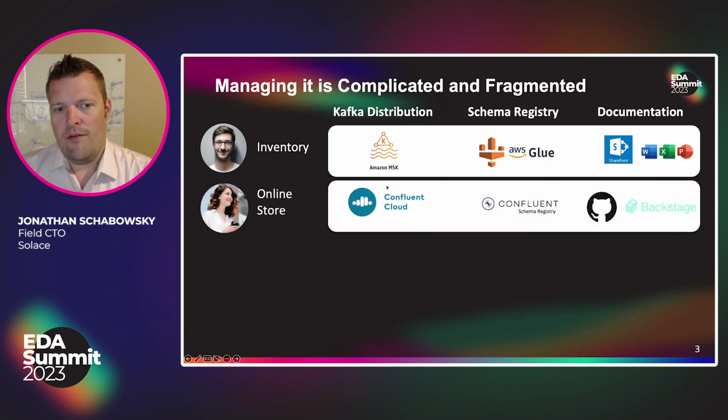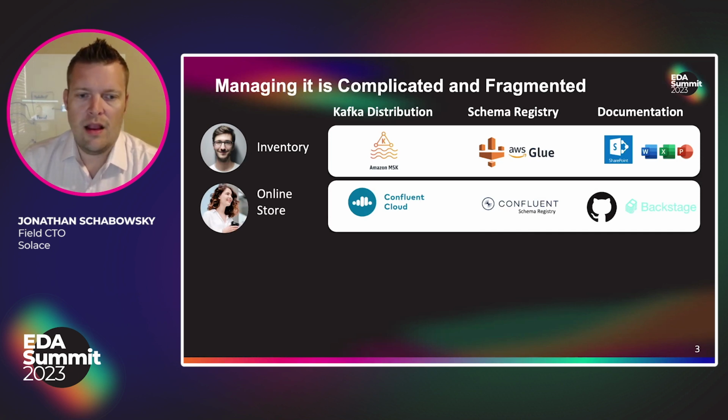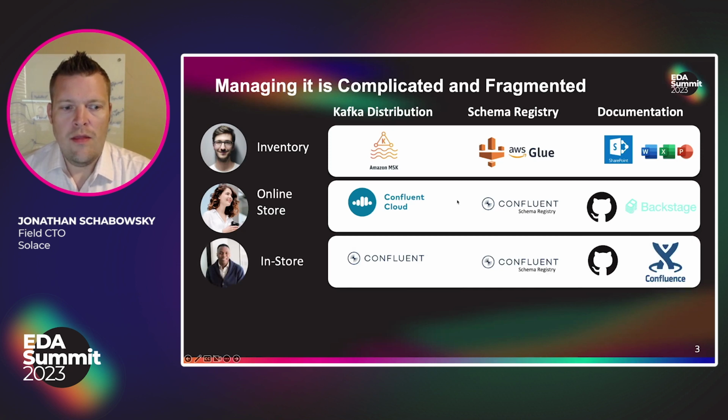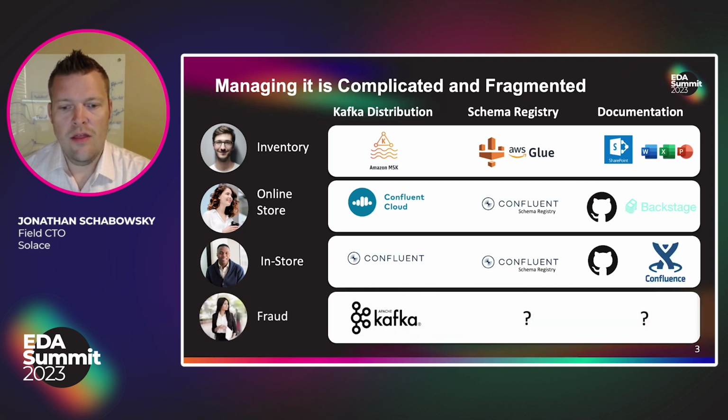The online store team, however, maybe they don't even know much about the inventory team using Amazon. They use Confluent Cloud. They like that Confluent Cloud provides them a software as a service platform. They use Confluent schema registry, and they use GitHub and Backstage to document their different event streams within their team. The in-store team, they have Confluent maybe deployed on a bunch of different customer premises, and they use Confluent schema registry, and they use Confluence pages to document theirs. And then finally, the fraud team, well, nobody ever really knows what the security and fraud team does. We just know that they use Apache Kafka.